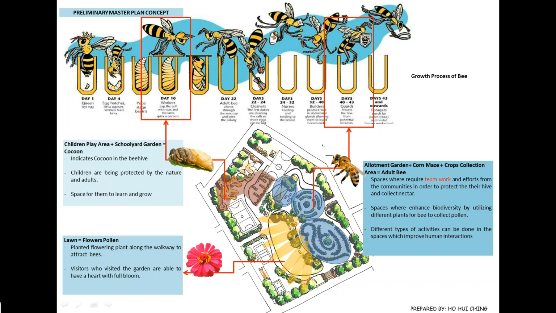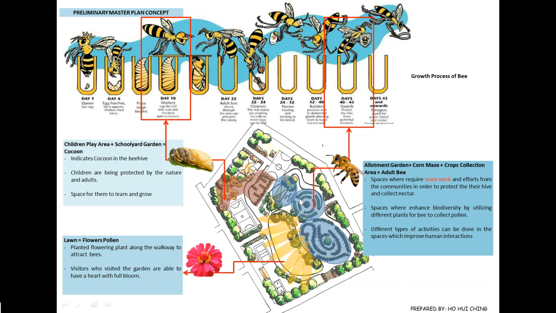As you can see here, this area is a kindergarten. So I plan to design a children play area and a schoolyard garden just around the kindergarten. These two areas indicate a cocoon, whereby children are being protected by nature and adults. So children are like a cocoon in the beehive, and at the same time, it serves as a space for them to learn and grow. All right, and then we move on to another part of the design.